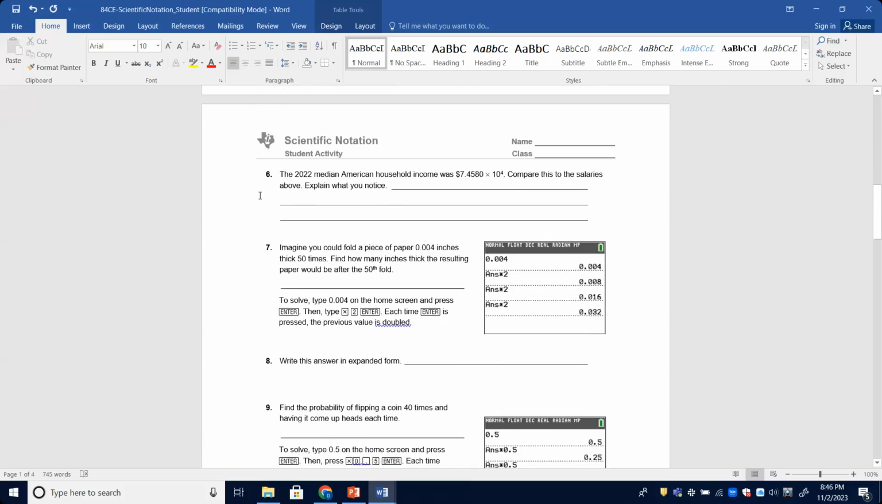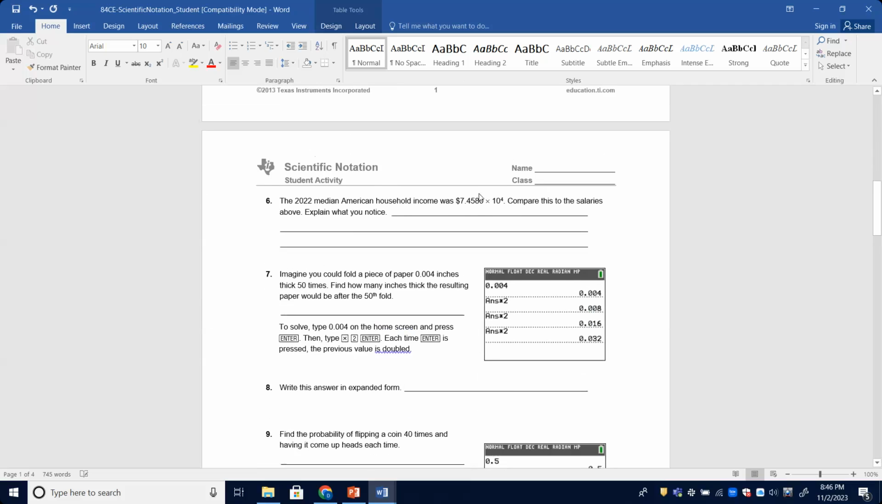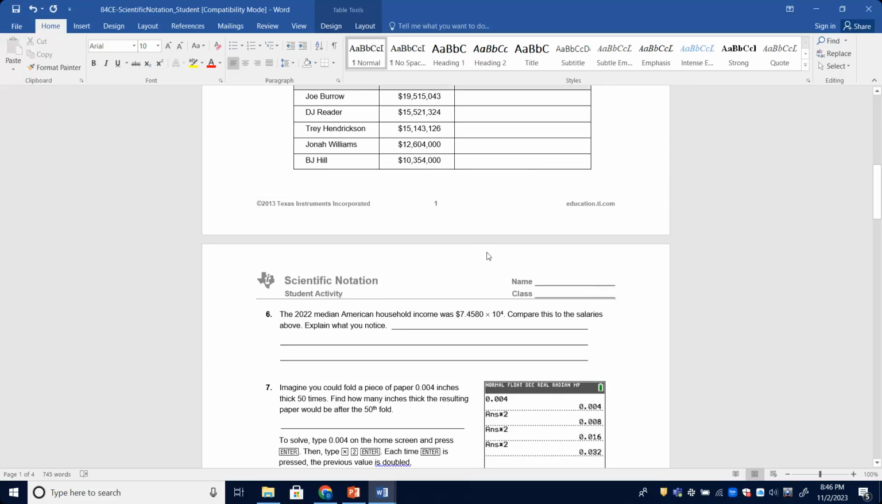So instead of saying, what is the median household income in standard form, I will say, what do you notice about this compared to the numbers that are up in this table?